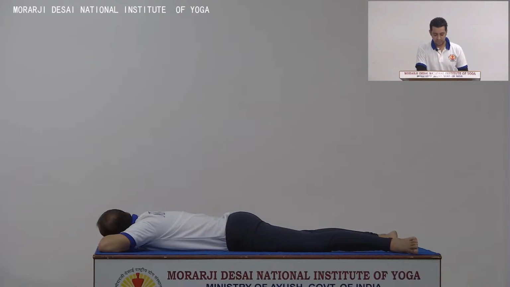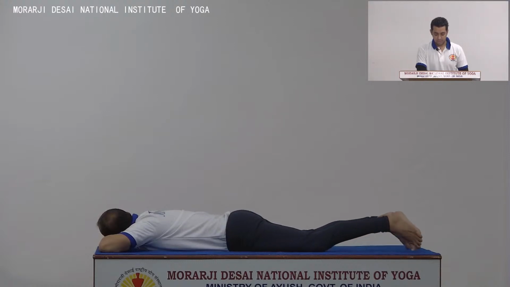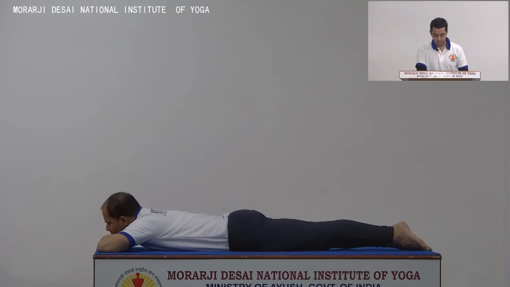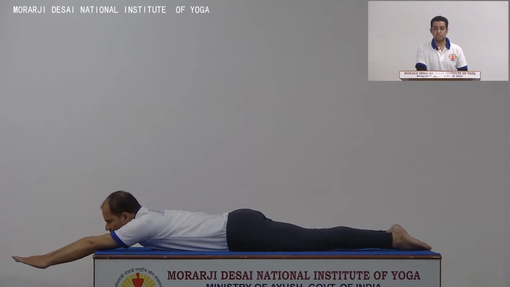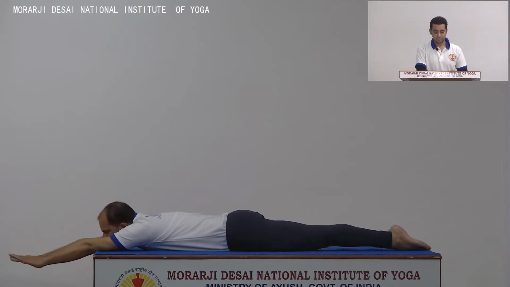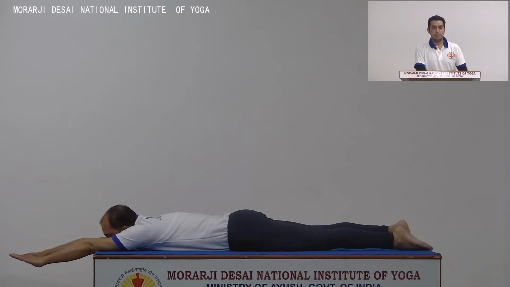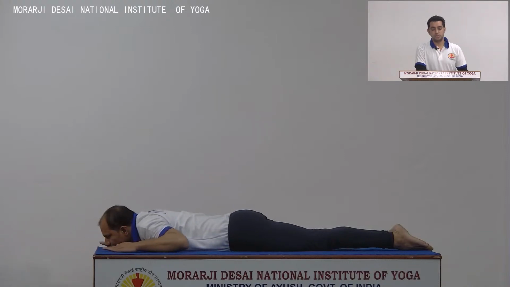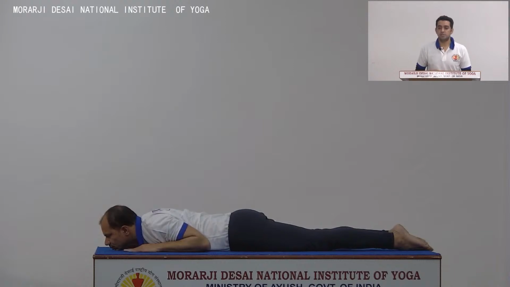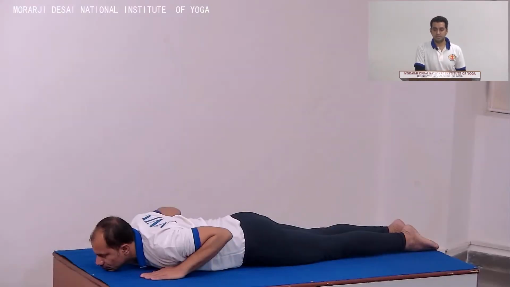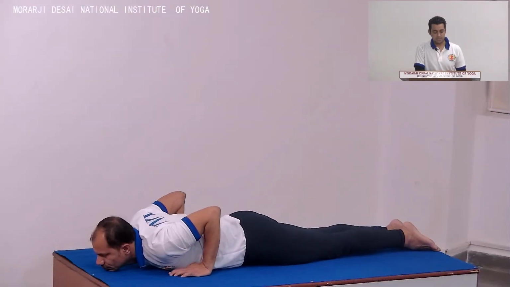Now we will practice Bhujangasana. Bring your legs together. Inhale, stretch your arms forward. Rest the chin on the ground. Exhale, place the palms just beneath the shoulders with elbows close to the body. Place the palms beside the chest. Final pose of Bhujangasana. Yes, elbows close.